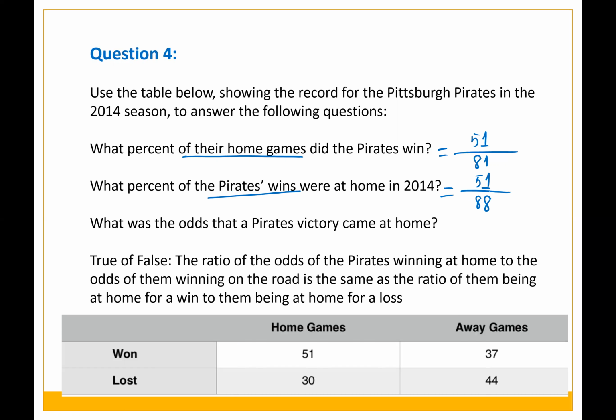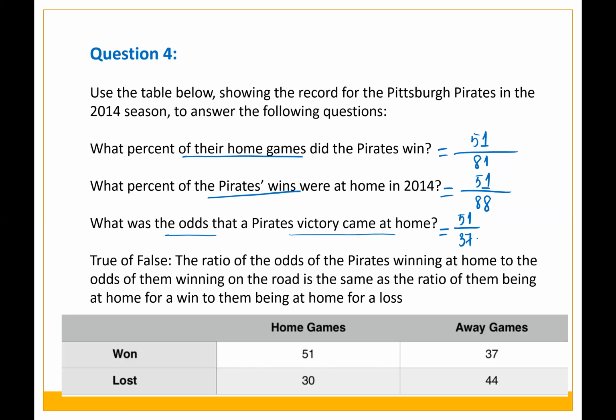What were the odds that a Pirates victory came at home? So odds is when you have the outcome you're looking for, which is victory at home, right? Victory is 51. So you only look at whatever is the winning. So at home is 51. And what is the winning that a victory is not at home, which is going to be away, which is 51 over 37.